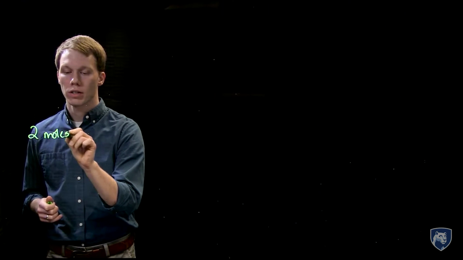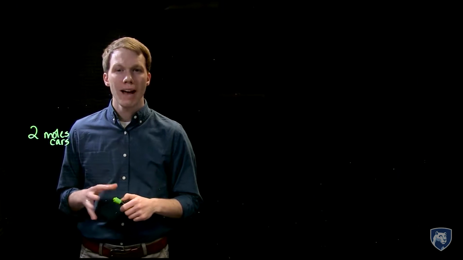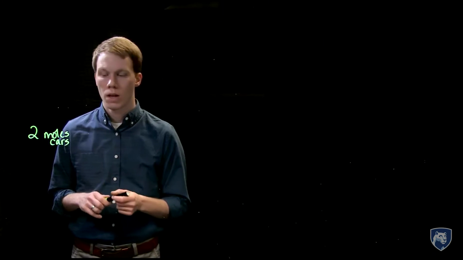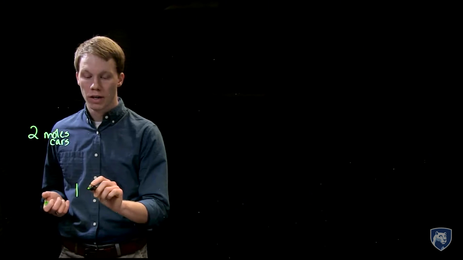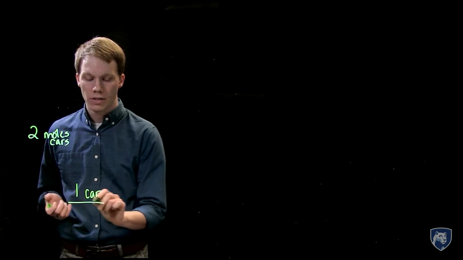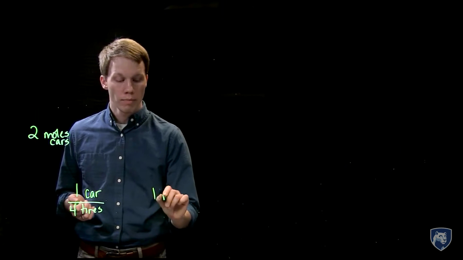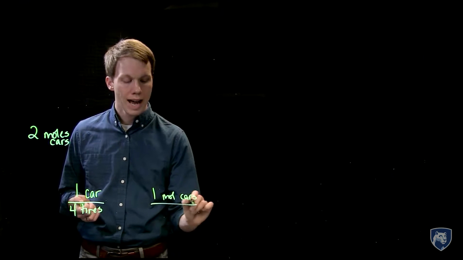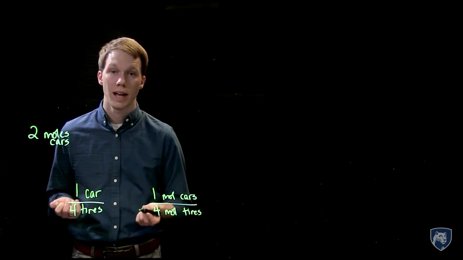Let's look at a different type of problem. Let's consider that we have a car that has 4 tires. If we have 2 moles of cars, how many total tires do I have? So we have one extra step to solve this problem. We have to consider what's called the mole ratio. And that would be how many tires per car. So 1 car has 4 tires. And likewise, 1 mole of cars would have 4 moles of tires. There are 4 times as many tires as there are cars.